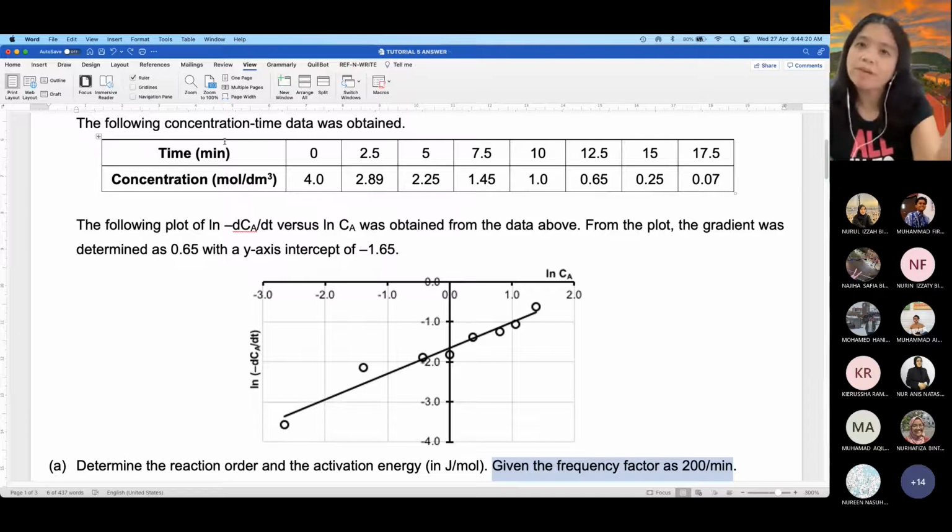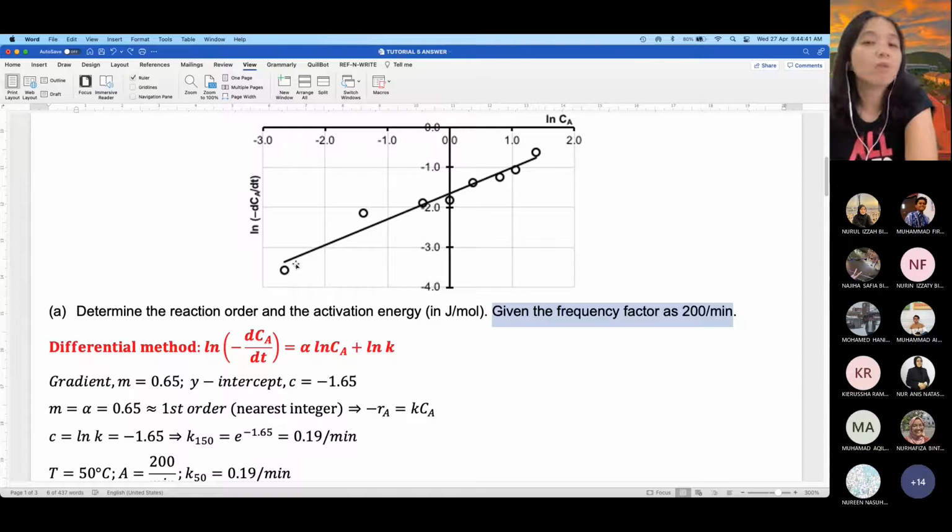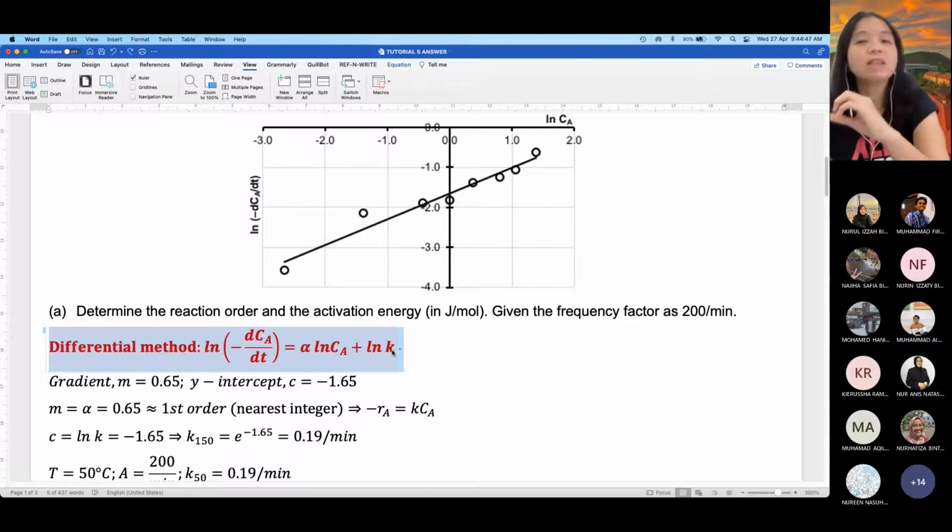If you remember, this is definitely a differential method equation. Even if you are not sure, you can see it has dCA per dt, where the d signifies a differential sign. So this is the differential method. Once you have established it is the differential method, you go and check what the differential method equation is. If you remember, the equation for the differential method is ln negative dCA per dt equals alpha ln CA plus K. So this is the equation.